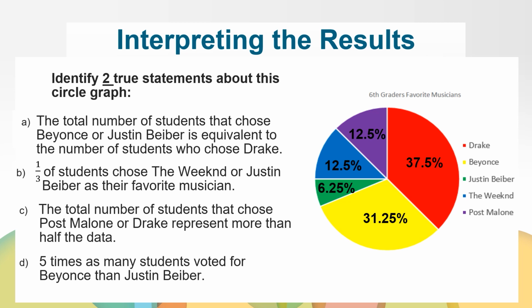A, the total number of students that chose Beyonce or Justin Bieber is equivalent to the number of students who chose Drake. B, 1/3 of students chose The Weeknd or Justin Bieber as their favorite musician. C, the total number of students that chose Post Malone or Drake represent more than half the data. D, 5 times as many students voted for Beyonce than Justin Bieber. Take a few moments to finish justifying and defending your thinking.